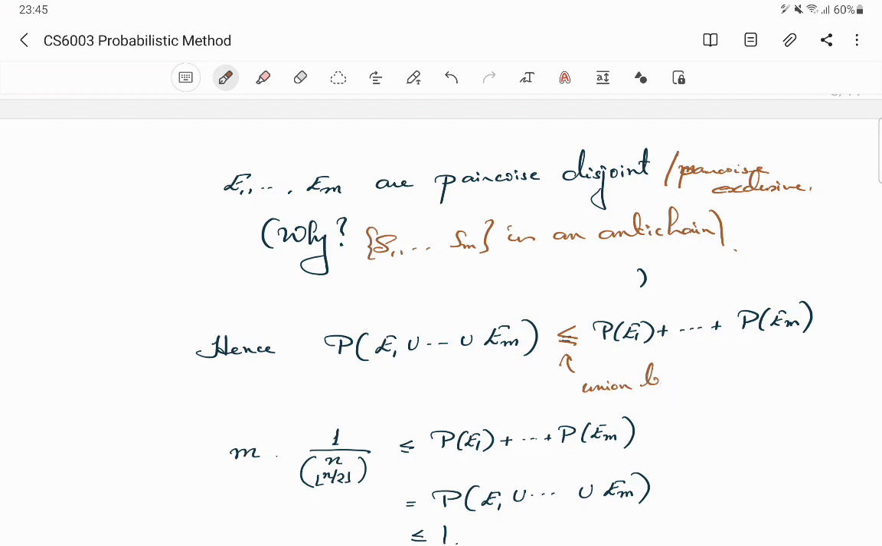But this is not what we are saying here. We are saying something which is much stronger, that this is an equality because of this pairwise disjointness or mutual exclusivity. We can say that you get an equality here. This is a basic fact in probability. You can verify it using Venn diagrams even.